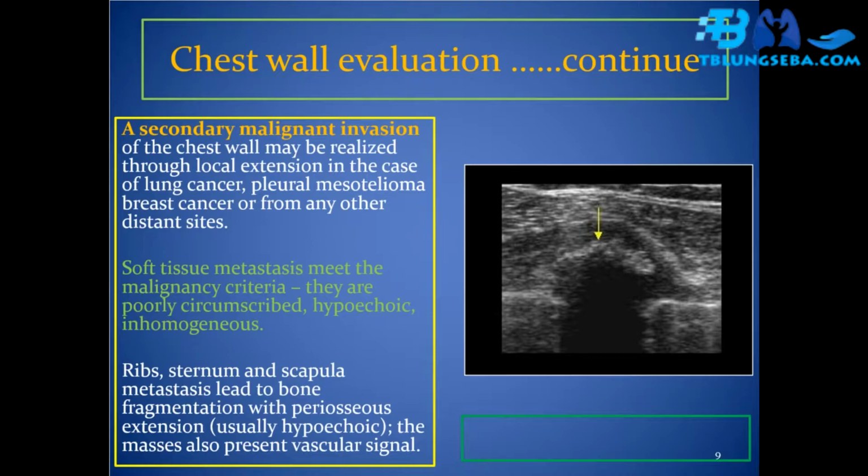Ribs, sternum and scapular metastases lead to bone fragmentation with periosseous extension, usually hypoechoic. The mass also presents a vascular signal. Rib metastasis with irregular bony contour.